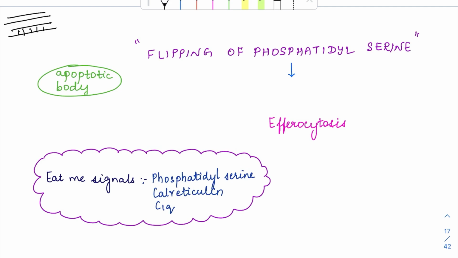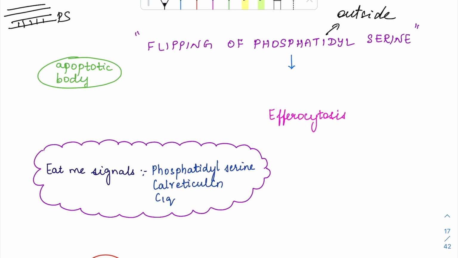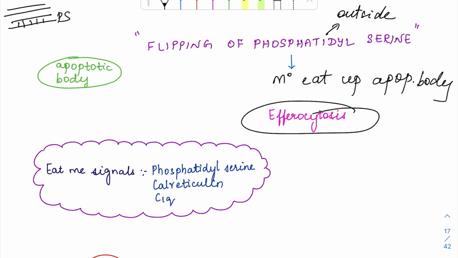So in the inner membrane only we are going to have this phosphatidylserine normally. But in the apoptotic body there is going to be flipping of this phosphatidylserine, and this phosphatidylserine comes to the outer surface. Why does this happen? This flipping of the phosphatidylserine will ensure that the macrophages recognize it and eat up this apoptotic body. So macrophages will eat up the apoptotic body, which is given a special name called efferocytosis.